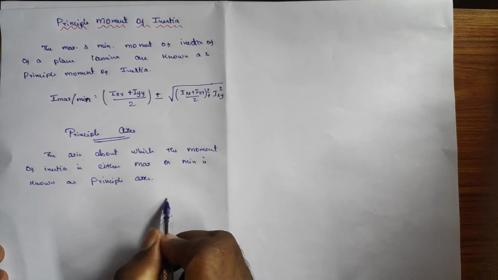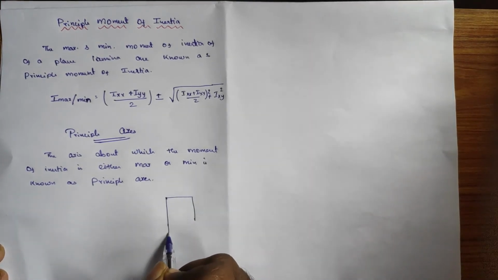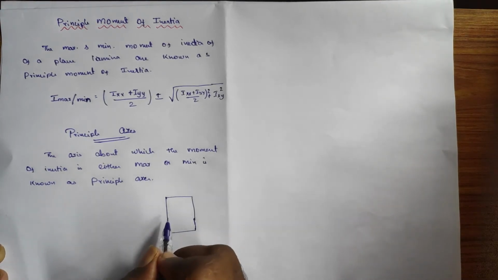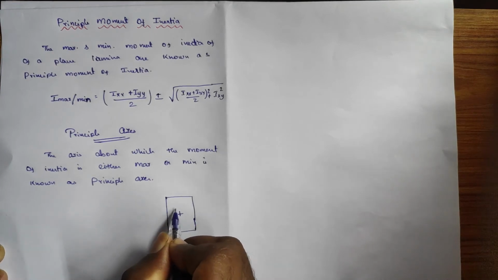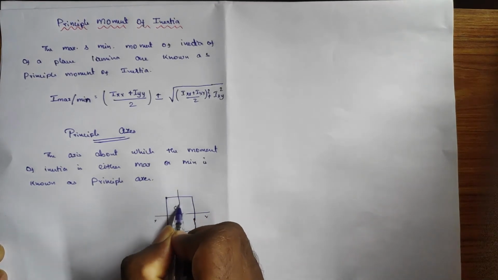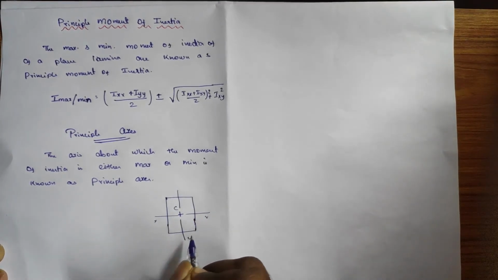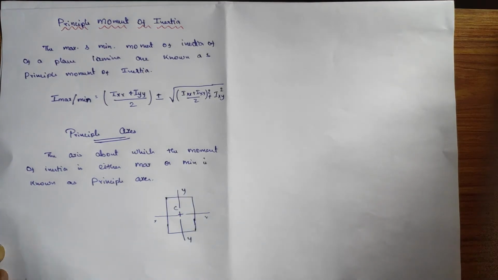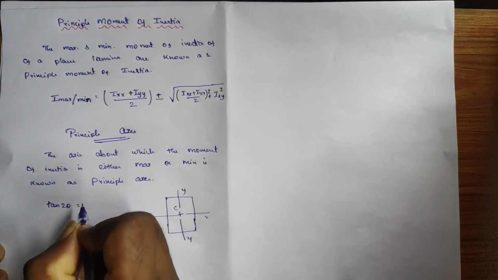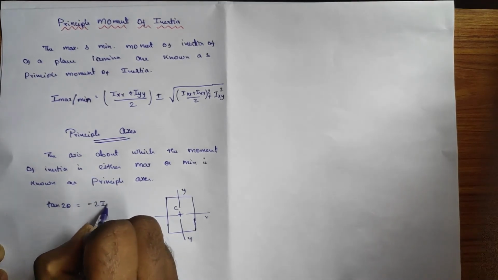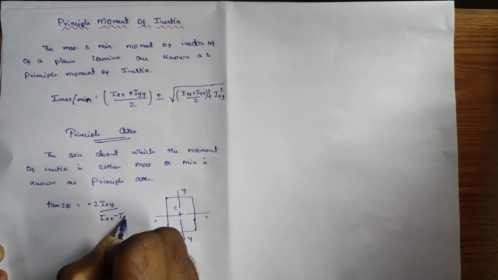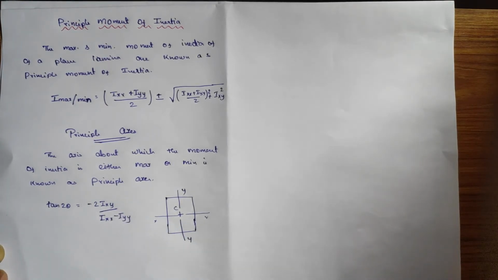For example, I can show this rectangle as the object. If I take the centroid of it, this is how the axes will be: this will be xx and this will be the yy axis. In order to identify the principal axis, the formula is tan 2 theta equals minus 2 Ixy divided by Ixx minus Iyy. From this we can find theta.